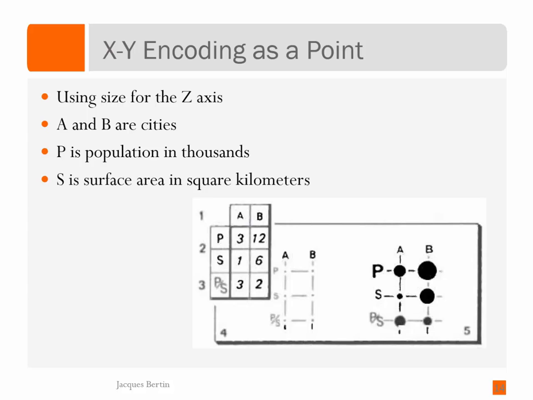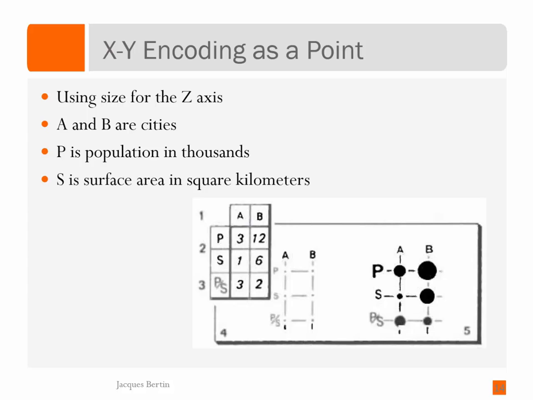So we can see there that our circle for A is much smaller, representing that 3 equivalent to the 12 size of the circle for B. Okay, so we can see that there's a distinct difference. A is smaller than B there because we've encoded size.